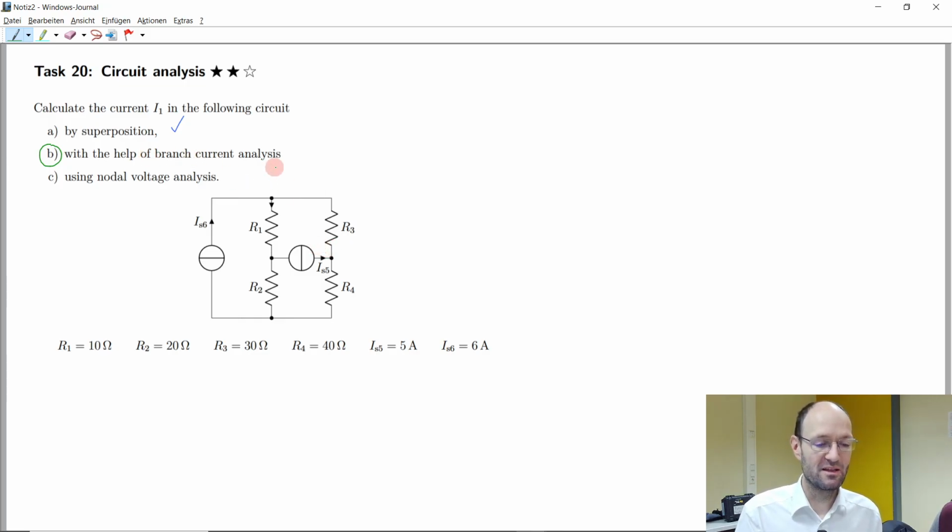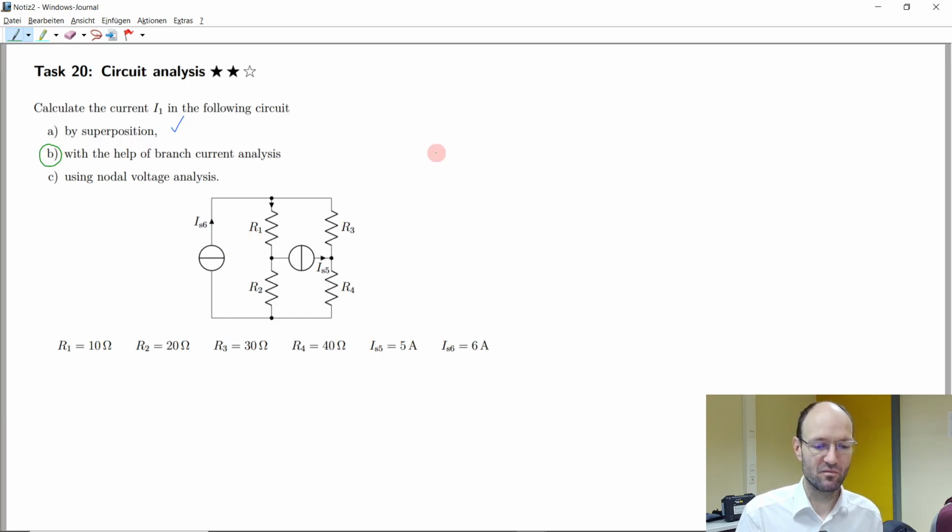Depending, however, on what you do here in this branch current analysis, you might also end up with a system of 6 equations and 6 unknowns. What would be the other 2 unknowns in the circuit? If we go from 4 unknowns to 6 unknowns? Source voltage. Yes, the voltage. Of course we know the current here and there, but we don't know the voltage drop across these current sources.